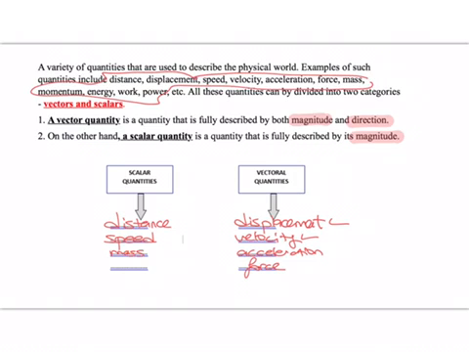Mass, no direction, is a scalar quantity, while weight has a direction into the center of the earth, so it is a vector quantity. Momentum is a vector quantity. Energy, work, and power are scalar quantities.